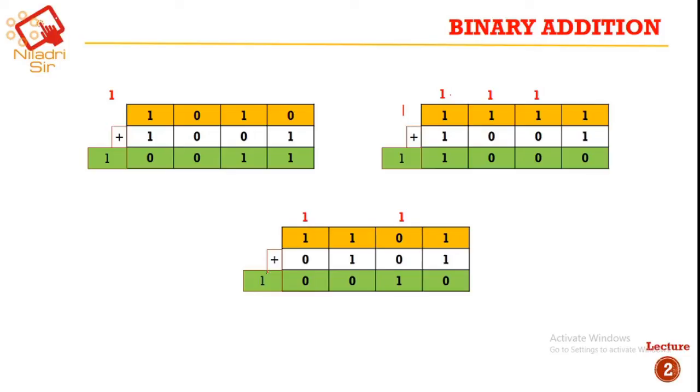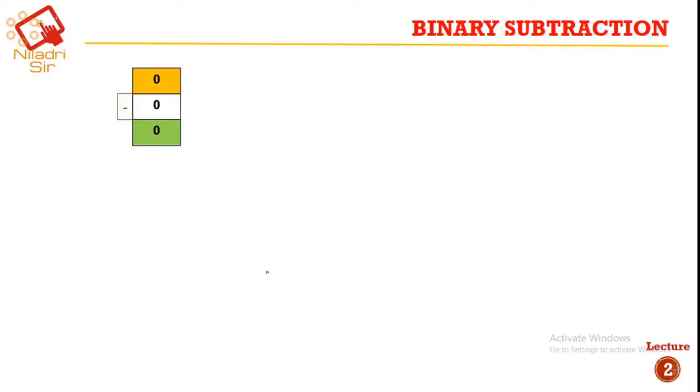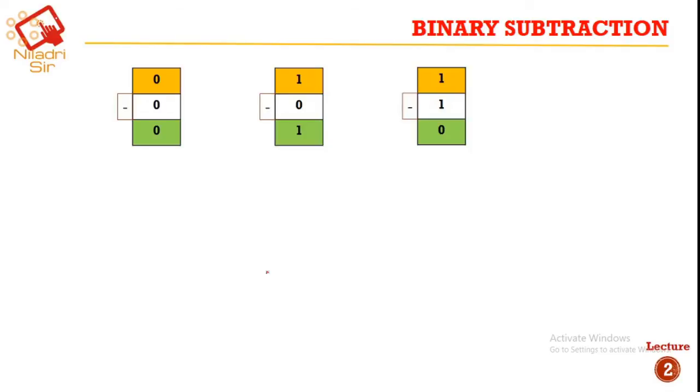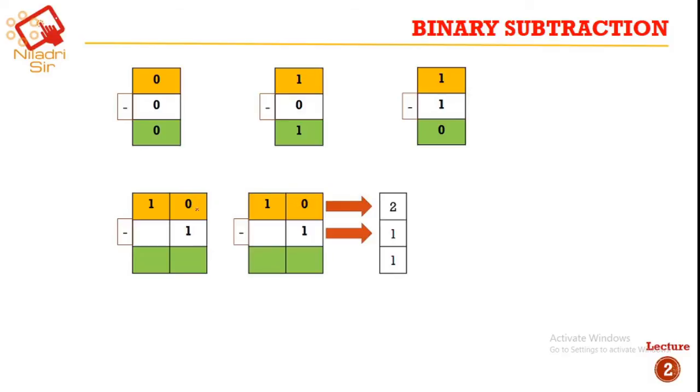Next, let's take binary subtraction. 0 minus 0 is 0, 1 minus 0 is 1, 1 minus 1 is 0, and 0 minus 1 is a tricky one. Suppose we want to subtract 1 from 0, what will we do? The 0 will become 10. We have to basically subtract 10 minus 1. So 10 is 2 and 1 is 1, so the answer will be 1. So what will we do?